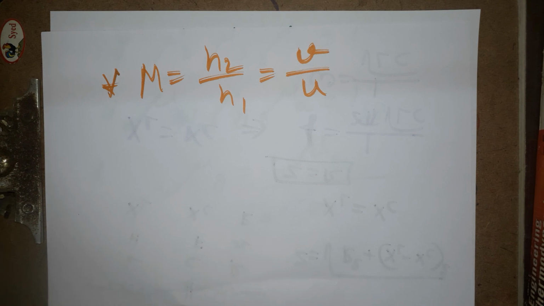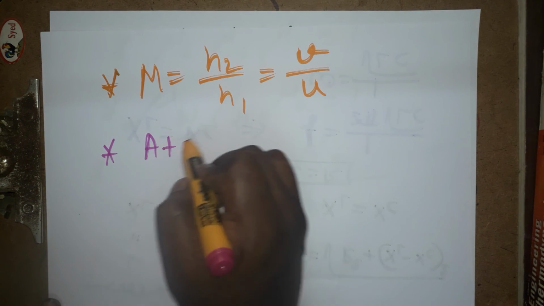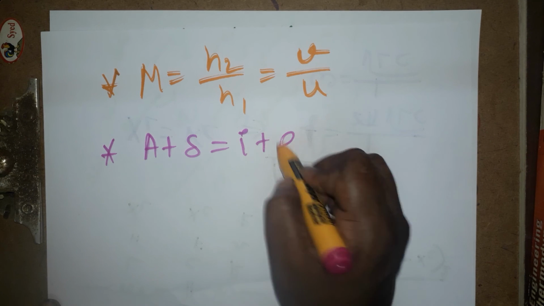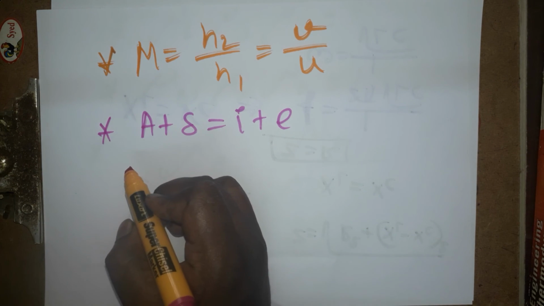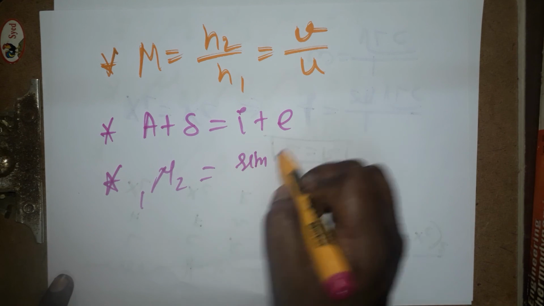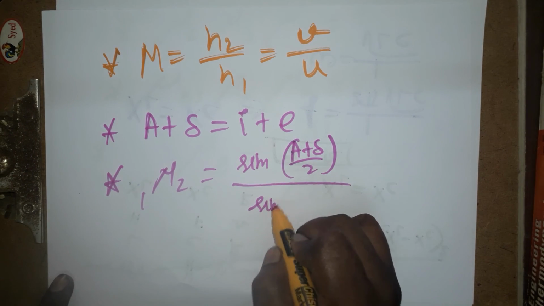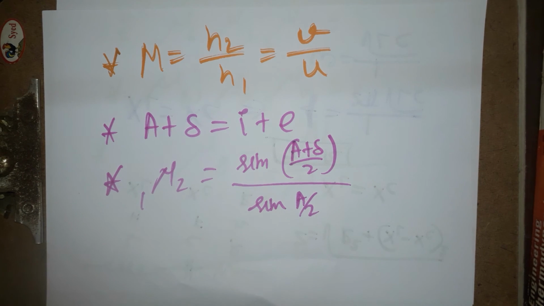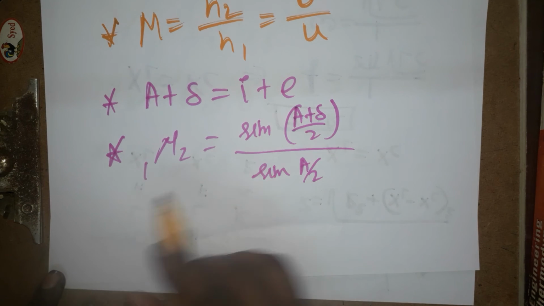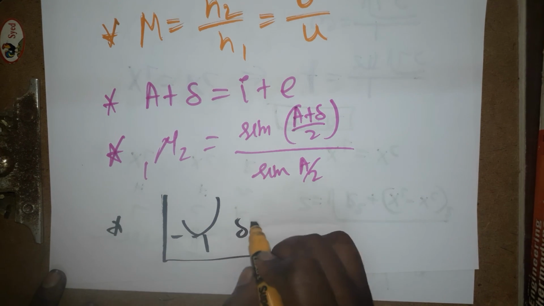The next one is the prism formula. A plus deviation is equal to i plus e. It's called the prism formula. In case you want the refractive index of the prism, mu of 1 to 2 is equal to sin of (A plus deviation) divided by 2, divided by sin A divided by 2. This also is a prism formula. When it is getting minimum deviation, this graph should be drawn, when deviation is going to be minimum.